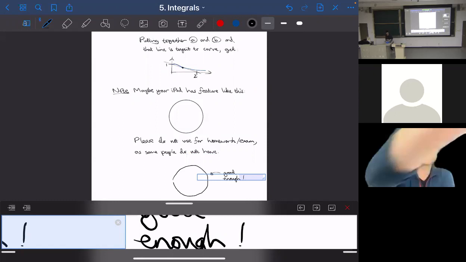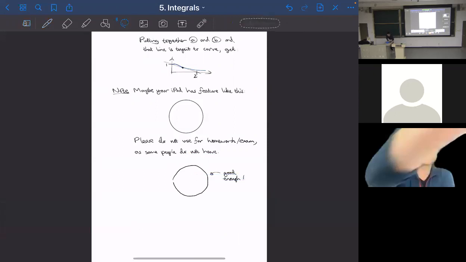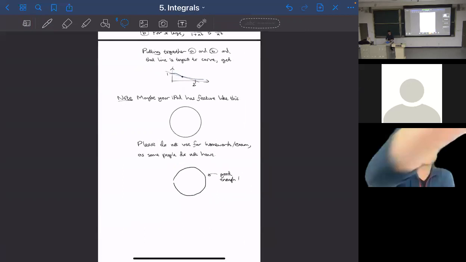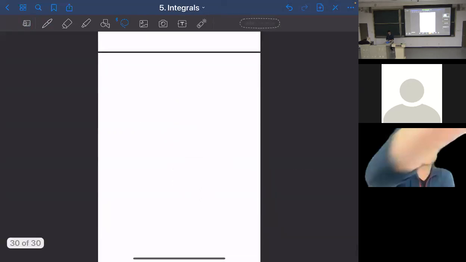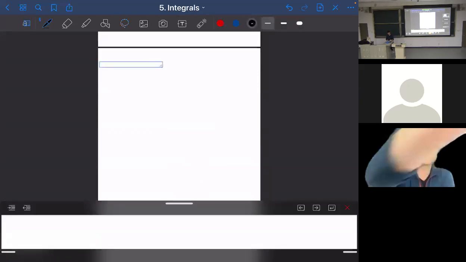Okay, so let me know if there's any questions there. And if not, we can... No, so my point is it's good to draw the circle as well as possible, but with your own hand. Okay, so let's continue.